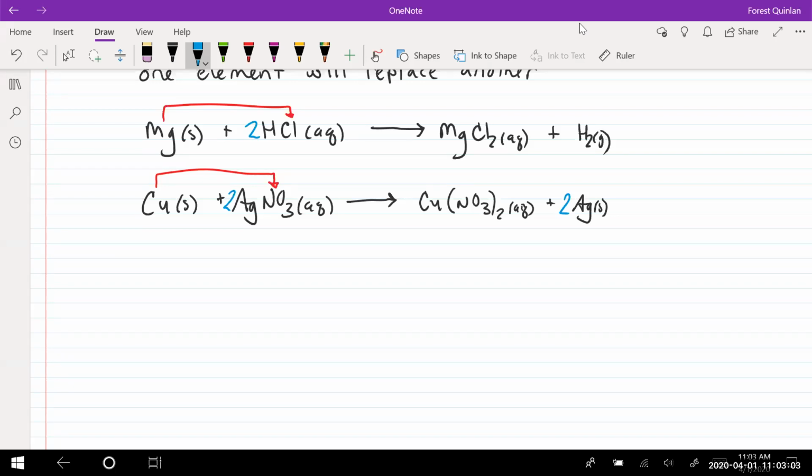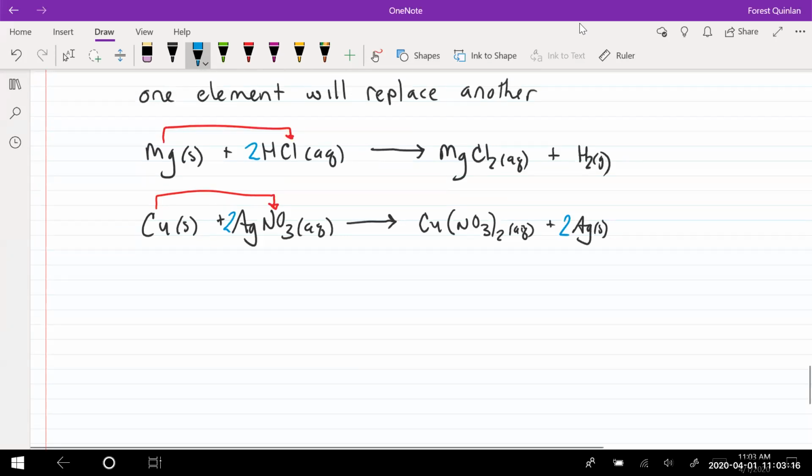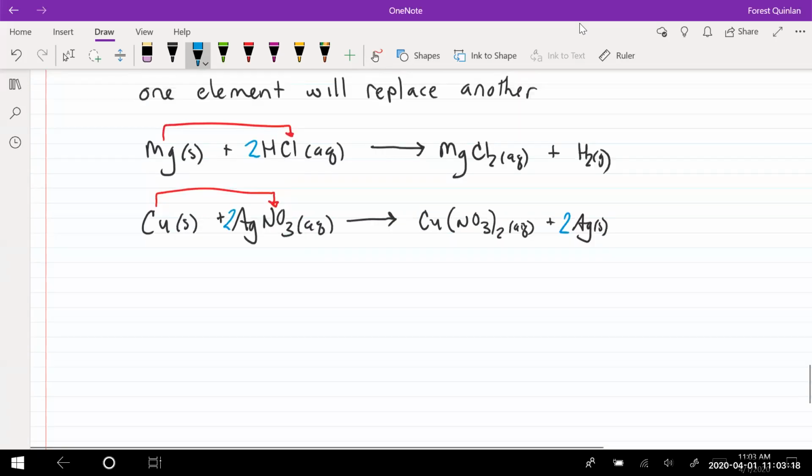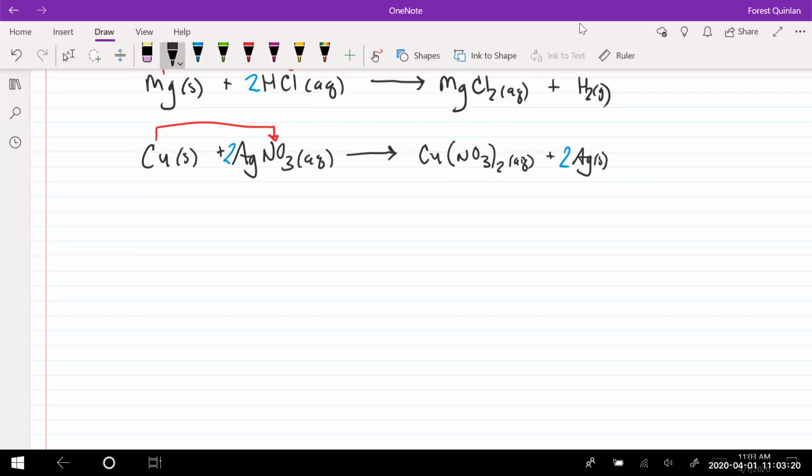So single replacement, you'll recognize them because there is one person who is single in this equation, and there's going to be someone else that they can cut in. If you can single replace, you can, of course, double replace.